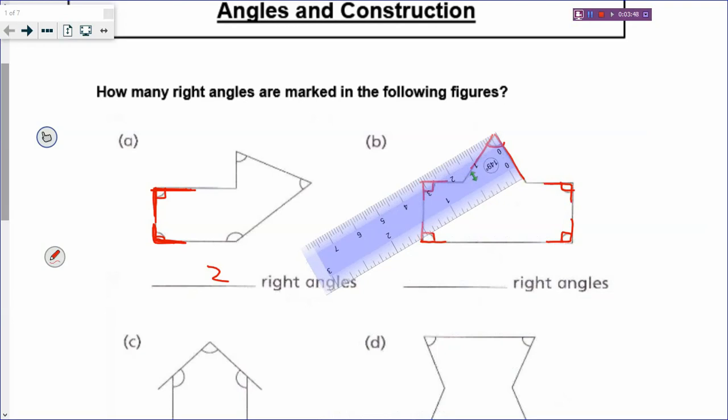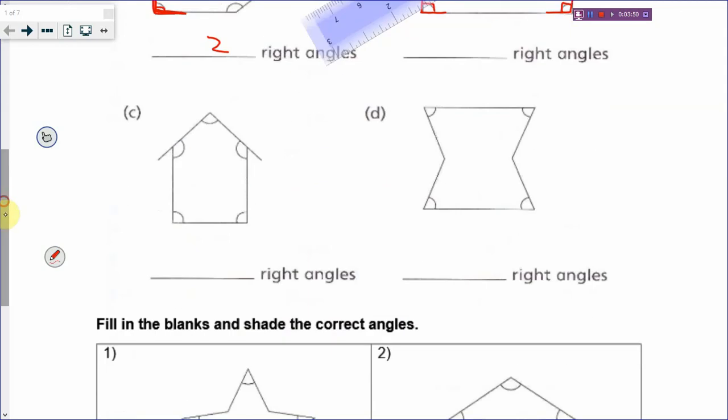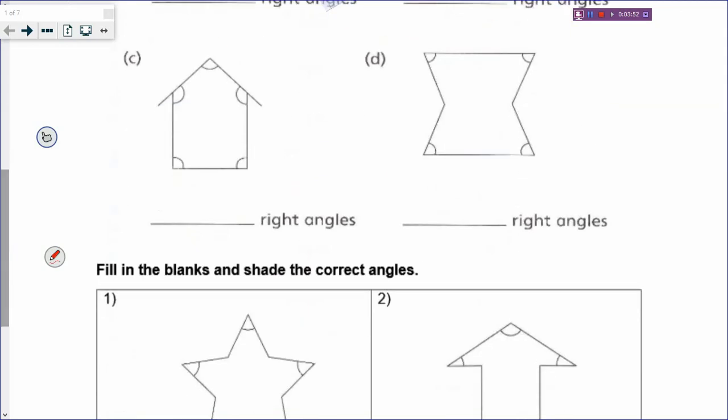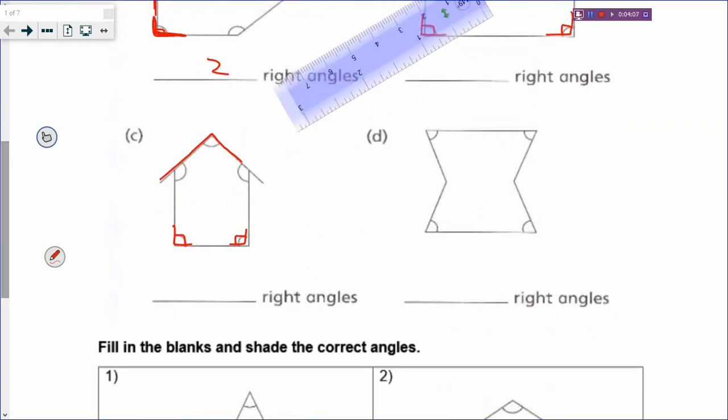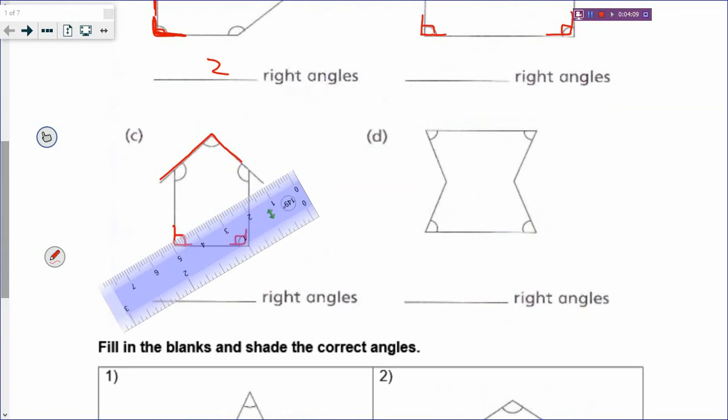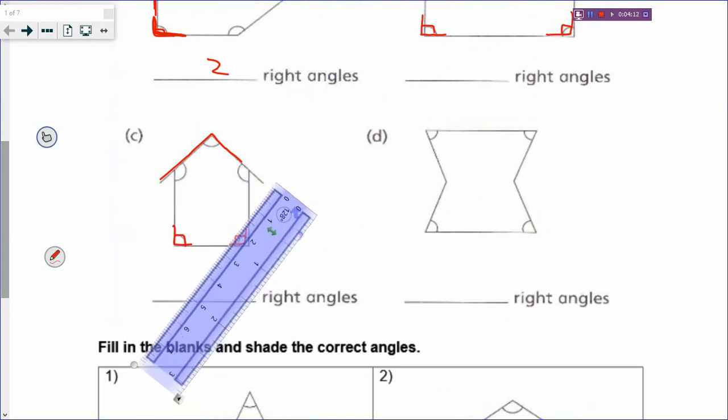Okay, now let's go to part C. In part C, how many right angles are there? There are 1 and 2. So you actually have 2 right angles. And then there's an angle here that looks like a right angle. Is that a right angle? Now, if you're not sure, you need to use your ruler. Sometimes it's better to test using the ruler.